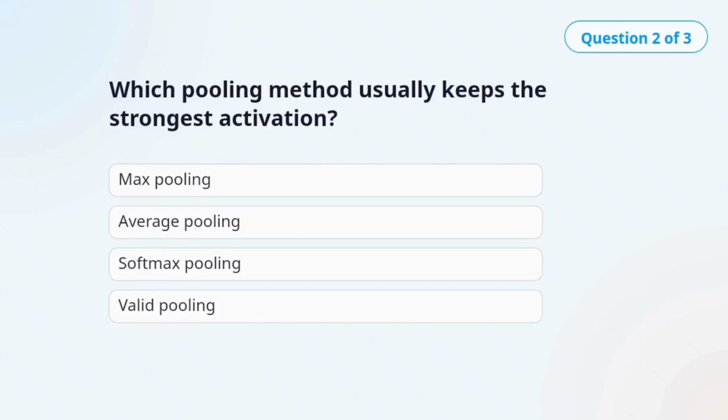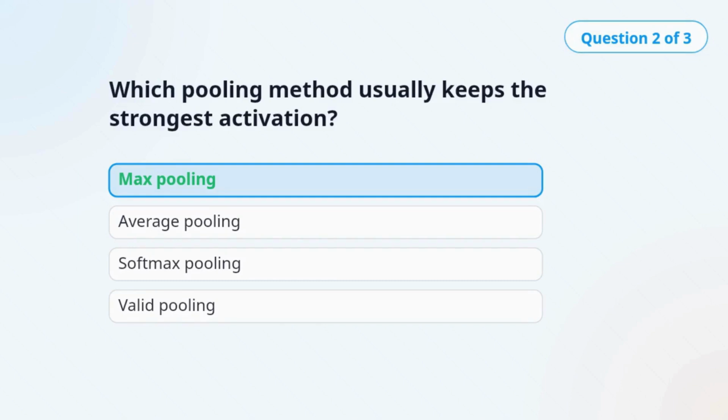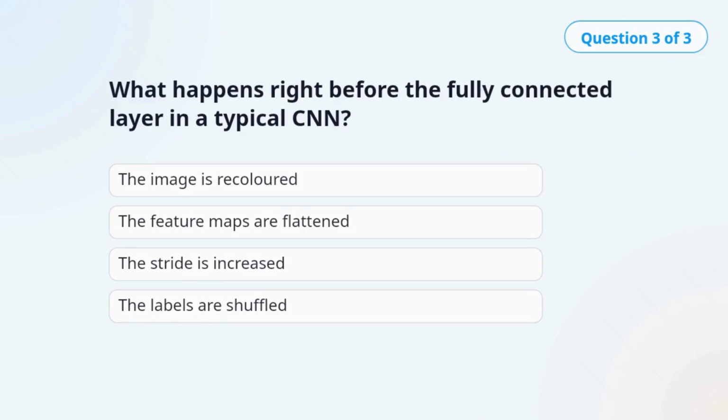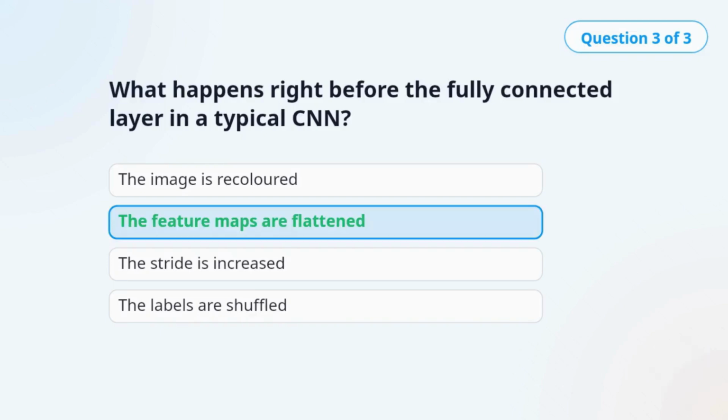Question 2. Which pooling method usually keeps the strongest activation? The correct answer is max pooling. Max pooling selects the largest value from a region, preserving the strongest signal. Question 3. What happens right before the fully connected layer in a typical CNN? The correct answer is the feature maps are flattened. Flattening converts the final feature maps into a vector that the fully connected layer can process.